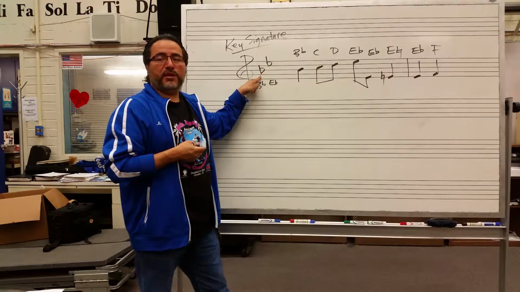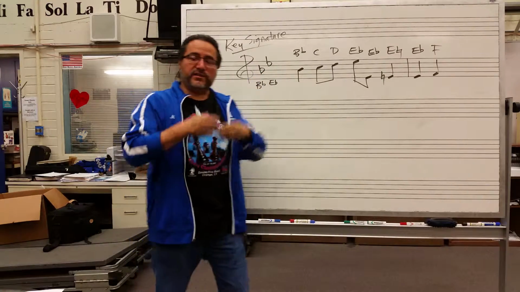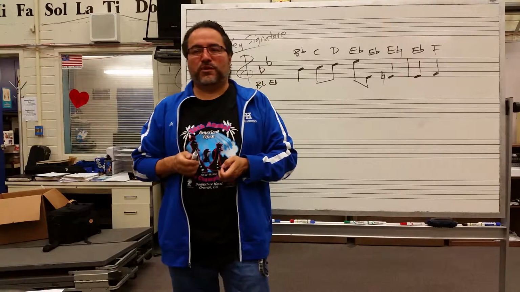So, important to know when you're doing accidentals that the bar line cancels out the accidental, and if you see them at the beginning, the bar line does not cancel out the accidental. Basically, these are the rules for how accidentals work. Thank you very much.